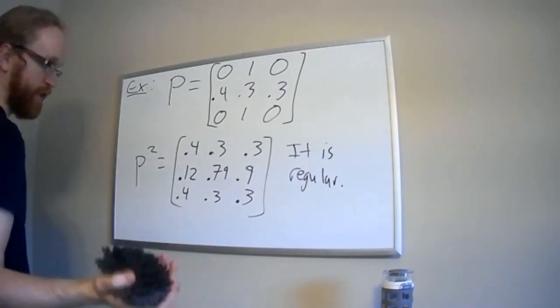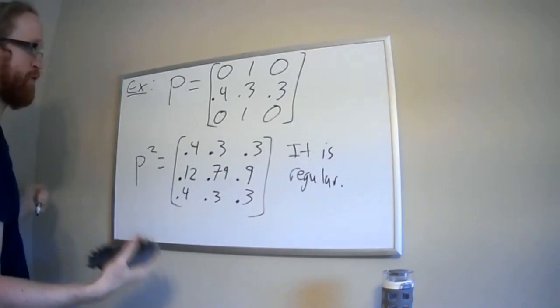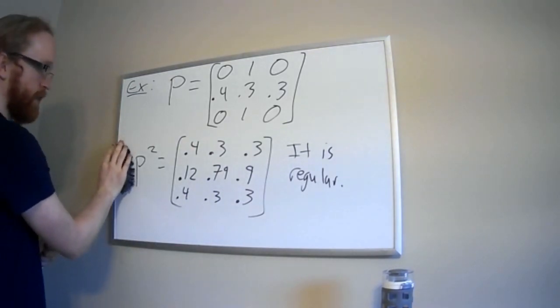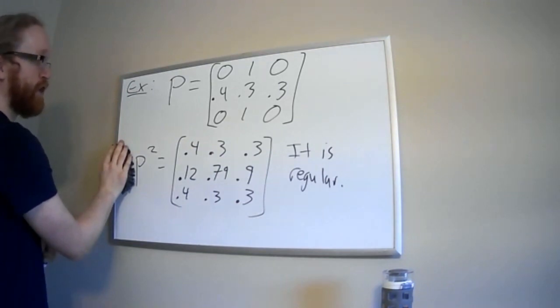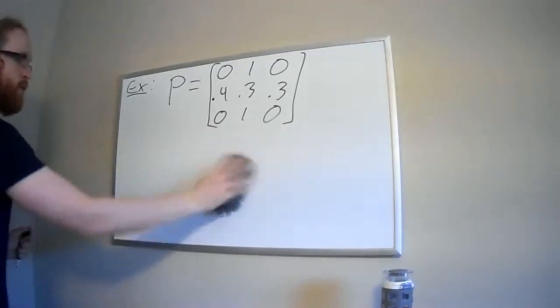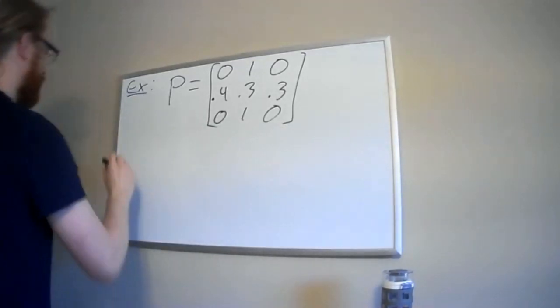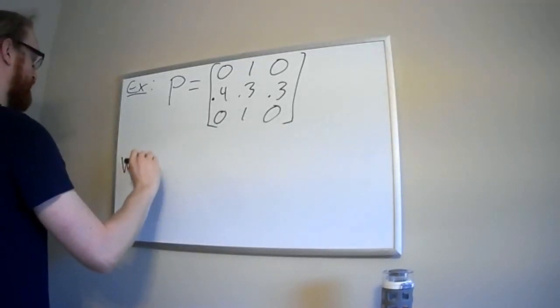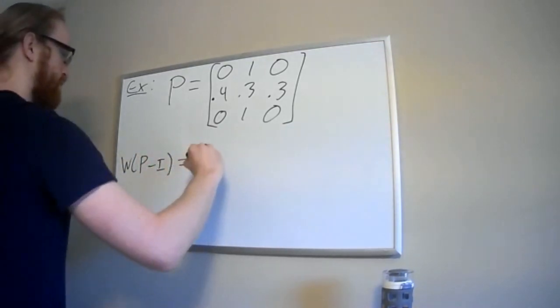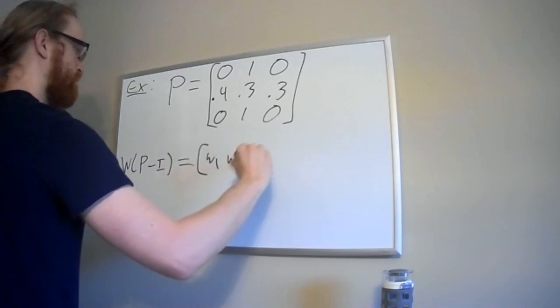Okay, so now we know it's regular, so it really does have a stable vector, so I better find it now. So let's find the stable vector. And we're just going to do just like we did before. We're going to set up the equation. We have w(P minus I) equals 0. So what's w times (P minus I)? Well, w is just w1, w2, w3.